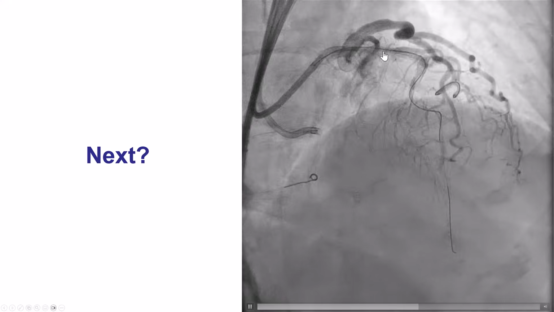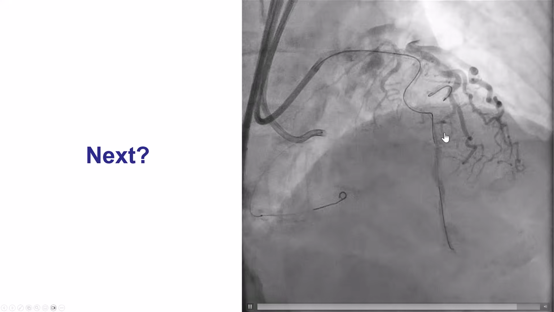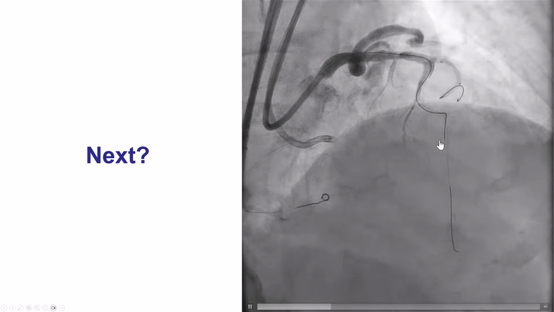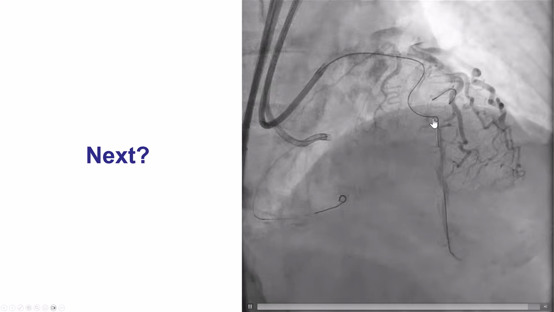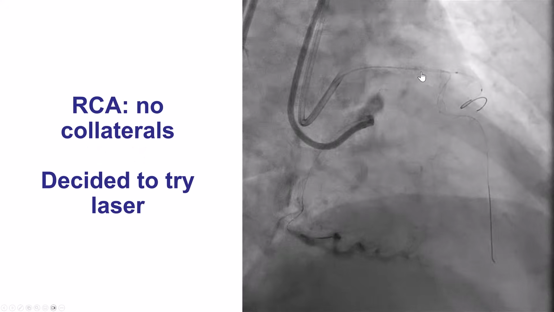So here we still have the wire down. The second wire seems to be in extra plaque. Looks like we're dissecting, so this is not a good thing. And what can we do next?